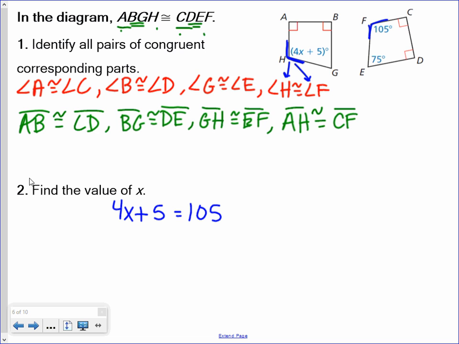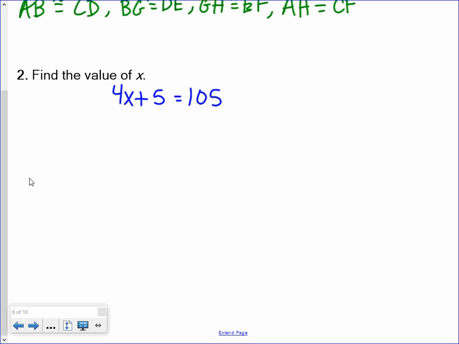And again, all of this came from the congruence statement. H was the last letter, and F was the last letter. So that's how I know they're congruent. And then we'll quickly solve for this. Minus 5. I get 4x equals 100. Hopefully we all know what 100 divided by 4 is. Right? That's like $1 divided by 4, which is like a quarter. So 100 divided by 4 is 25.